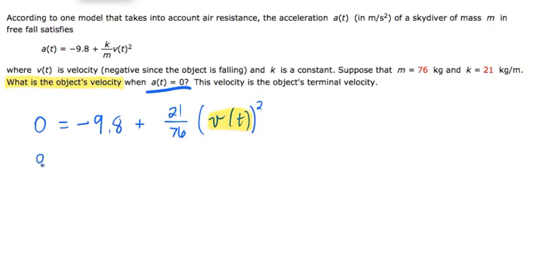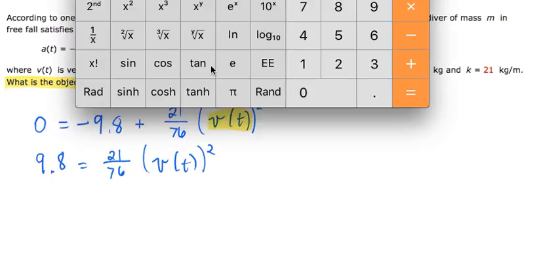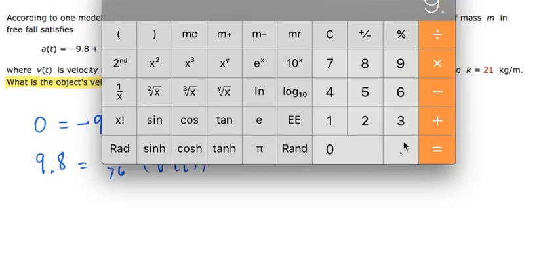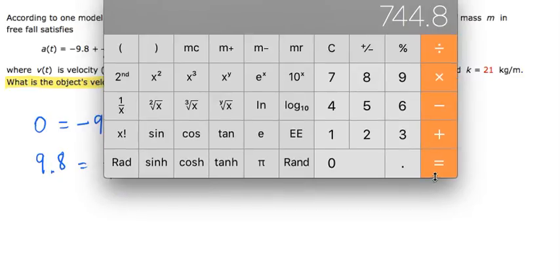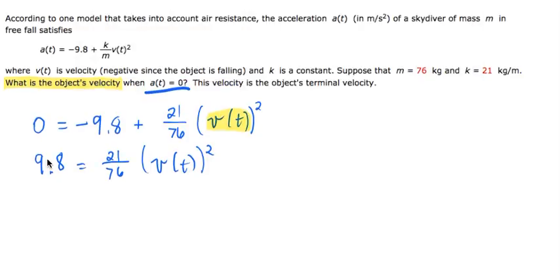All right, so we're going to add 9.8 to both sides. And I do want to get this as an exact answer before approximating here. Okay, rather than divide by the whole fraction, let's simplify a bit by multiplying by 76. So we'll need a calculator for that. We're going to do 9.8 times 76, to get 744.8 in the numerator. And then we divide both sides by 21 to get that. So that equals the velocity at time t squared.